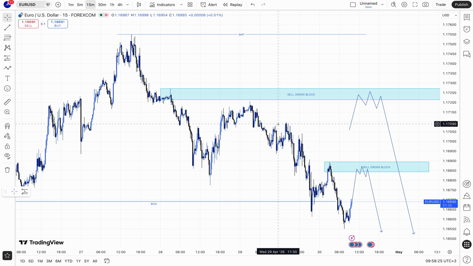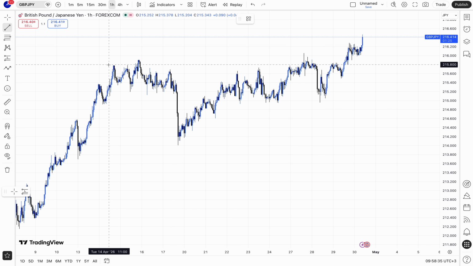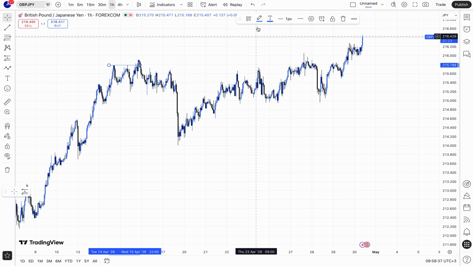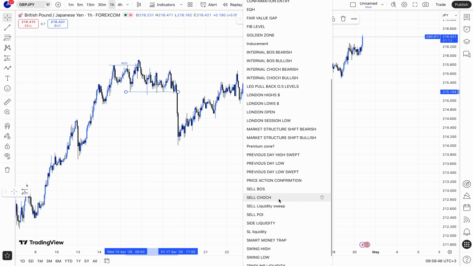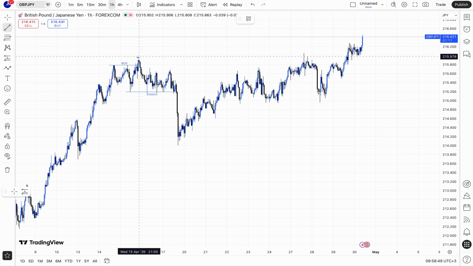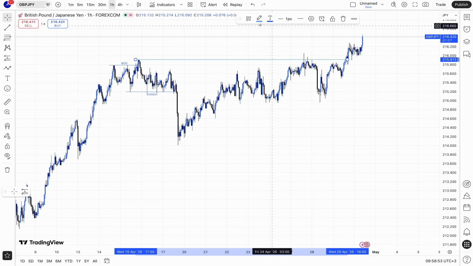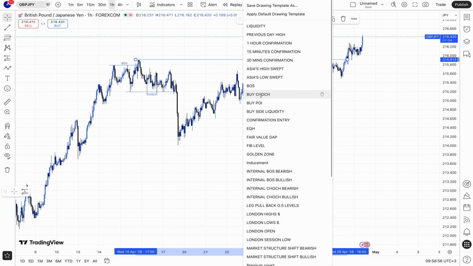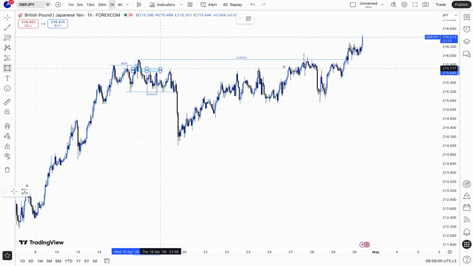Then for GBP JPY, if you go back and watch our previous setup and plan video, you understand. We had our last break of structure from there, then we had a change of character from here. Then you had a break of structure, a change of character to the upside, external market structure, and you understand that we had our buy breaker block, which is around here.